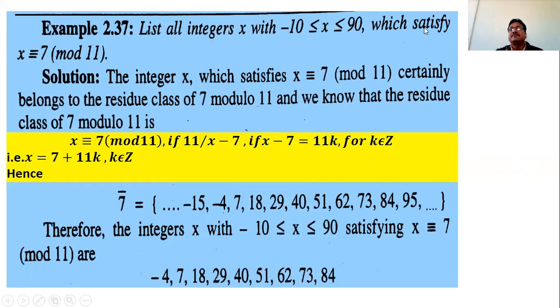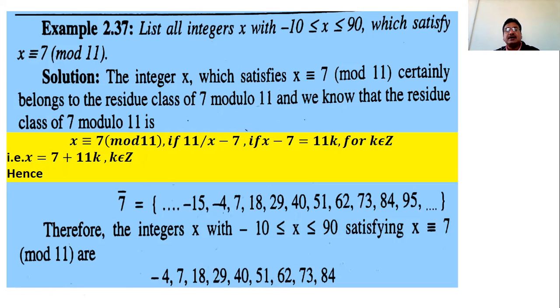Minus 10 to 90, which satisfies the relation x is congruent to 7 modulo 11. So when x is congruent to 7 modulo 11, 11 divides x minus 7. When 11 divides x minus 7, x minus 7 can be expressed in the form 11 times some integer k, where k belongs to Z, and therefore x is equal to 7 plus 11k.